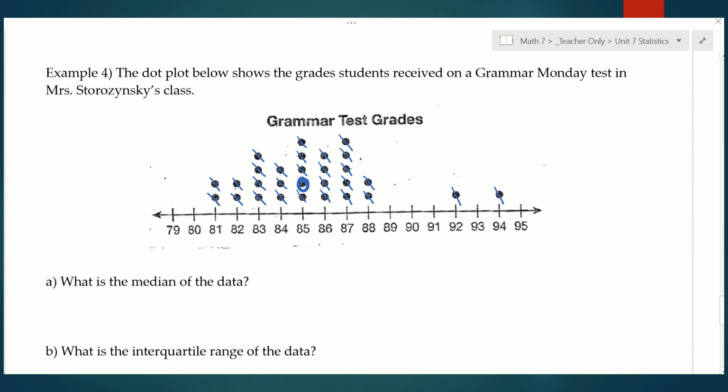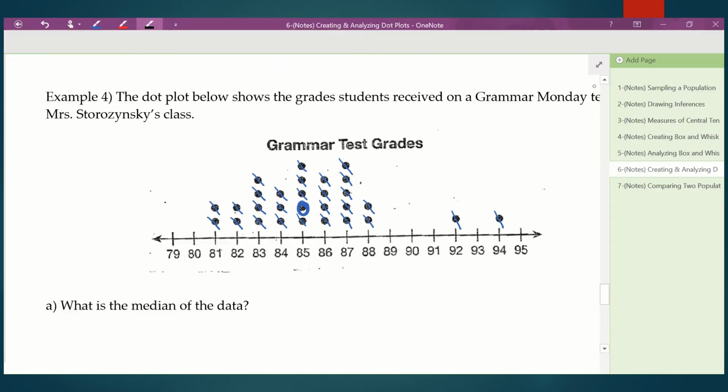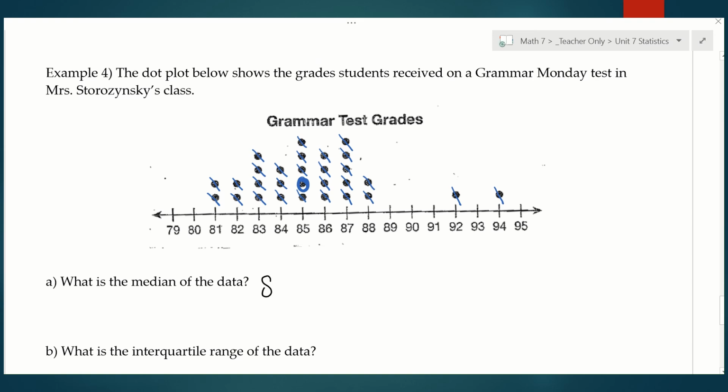All right, if you're ready, I am getting a median of 85. So I got 1 point in the middle, which means there must be an odd number of points here. All right, part B is define the interquartile range.